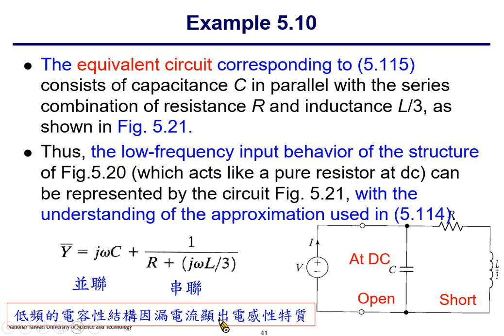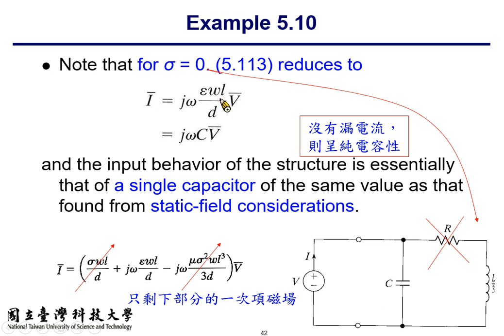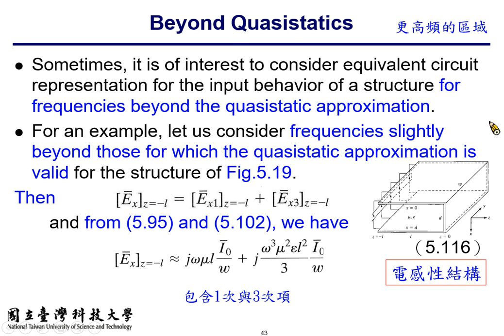So here we can see a capacitive structure may exhibit inductive property due to the presence of small conductivity. If there is no leaky current in this structure, then it will exhibit pure capacitance. Okay, so let's stop here.